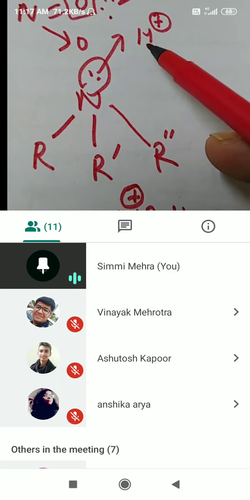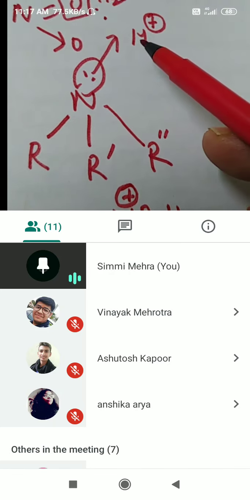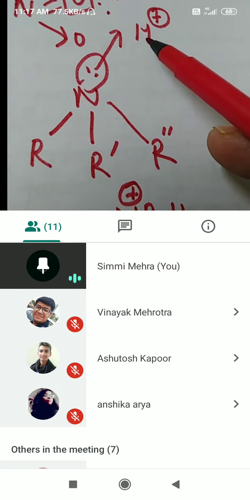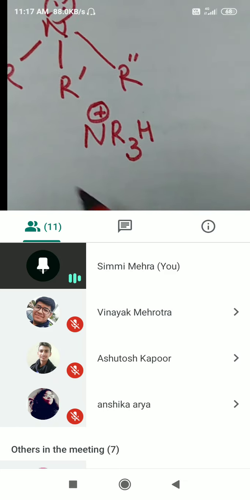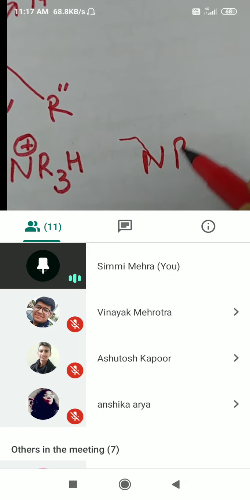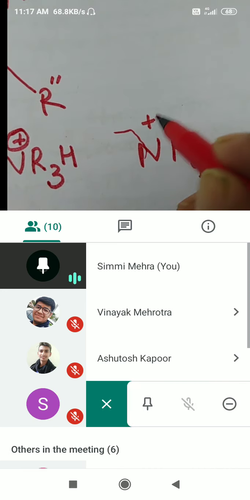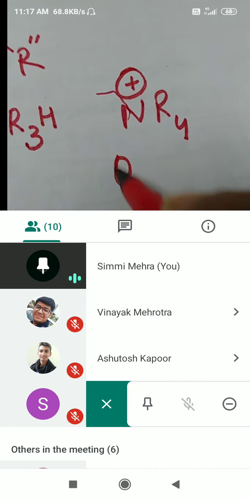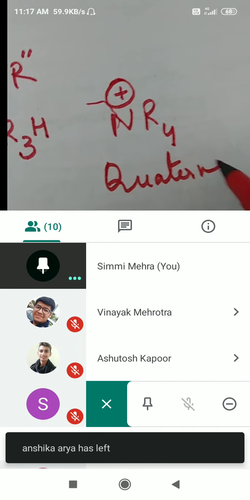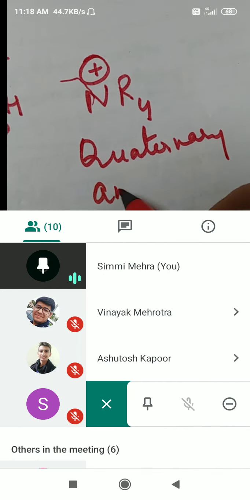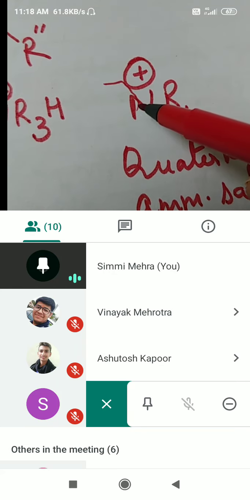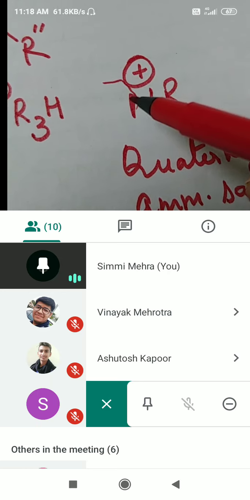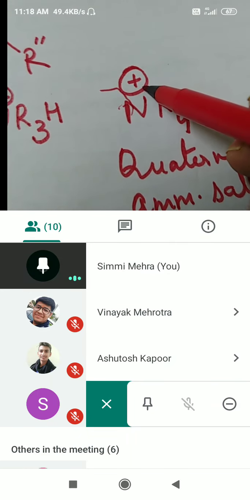Now instead of H plus, we can also have an alkyl group attached here. So the fourth bond, but it is going to be a coordinate bond, because of which a positive charge will develop on nitrogen. So if we have NR4 and a positive charge here, this is known as a quaternary ammonium salt. Quaternary means four bonds. Nitrogen is forming the fourth bond, but the fourth one is a coordinate bond, because of which there will be a positive charge.